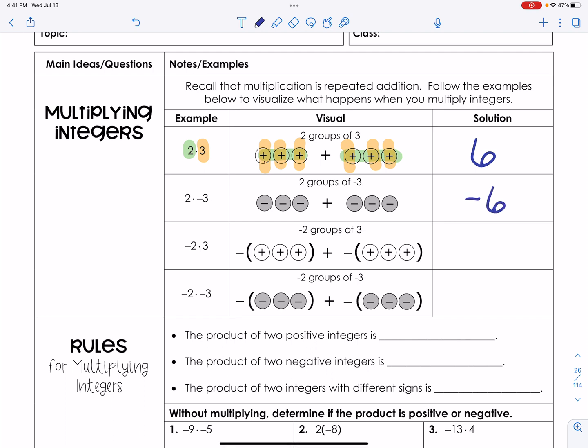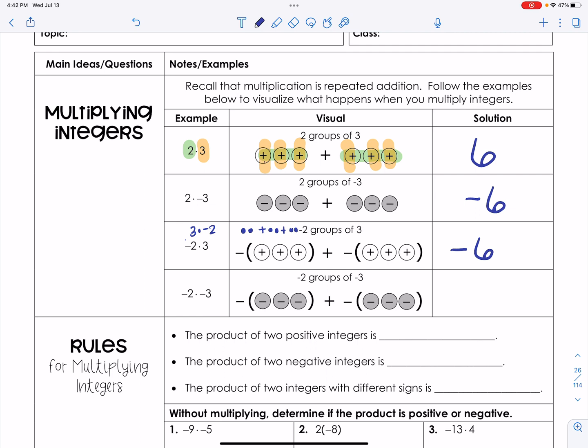Okay, and now you have a negative group of a positive 3. So when you times that by a negative, it's saying these are going to be negative groups. If you want to reorder it, you could also say that this is 3 groups of 2. Those are filled in, so they're negative. So my answer is a negative 6.